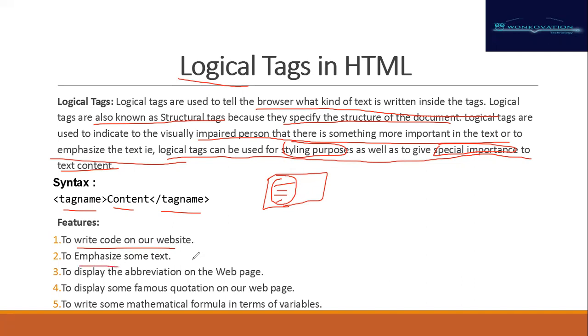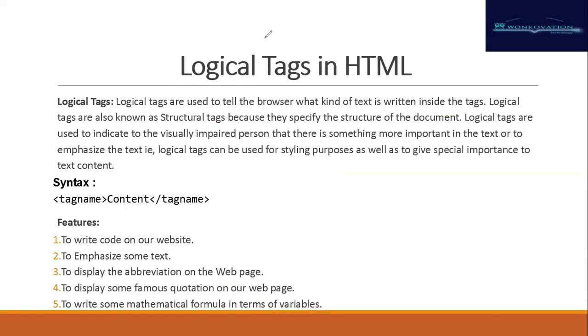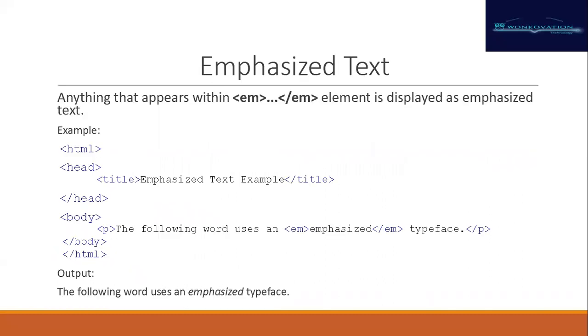Emphasize is used in the place of italic. To emphasize means to give importance to some text. Abbreviation: if we want to display an abbreviation on the web page, how can we do it? By using the abbreviation tag. Then to display some famous quotation on our web page, we will use the quotation tag. To use a mathematical formula, in terms of variables, we will use code, or program output. There are so many.